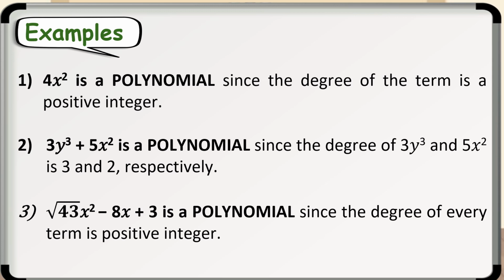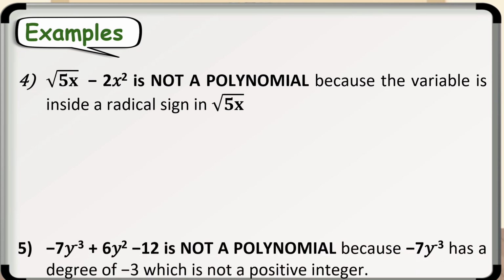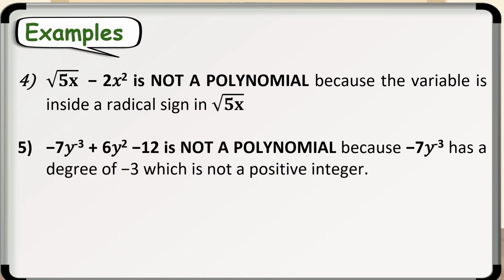Square root of 43 x squared minus 8x plus 3 is a polynomial since the degree of every term is a positive integer. Number 4. Square root of 5x minus 2x squared is not a polynomial because the variable is inside a radical sign in square root of 5x. And lastly, negative 7y raised to negative 3 plus 6y squared minus 12 is not a polynomial because negative 7y raised to negative 3 has a degree of negative 3, which is not a positive integer.